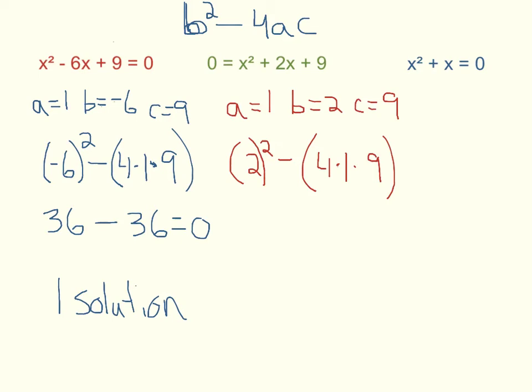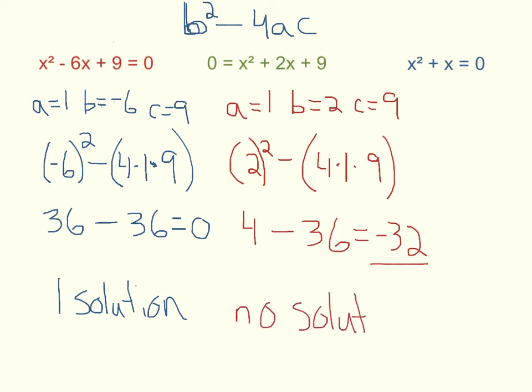For the second one, a equals 1, b equals 2, c equals 9. So you plug that in: 2 squared minus 4 times 1 times 9. 2 squared is 4, minus 4 times 9 is 36. So in this case, you get negative 32. And if you get a negative number for your discriminant, it means that there is no solution to that quadratic.